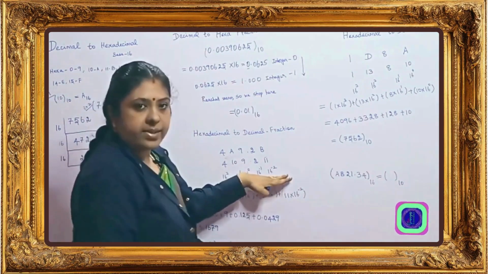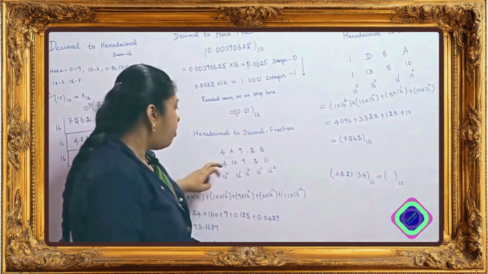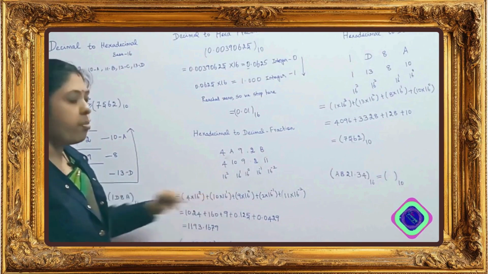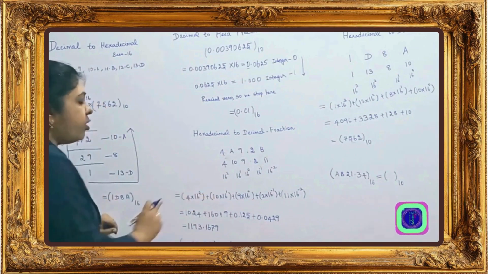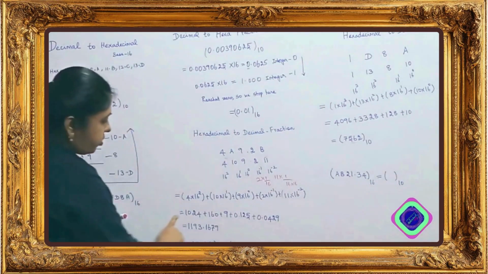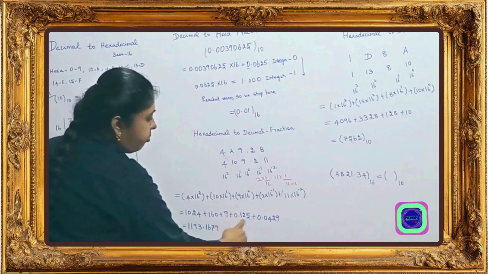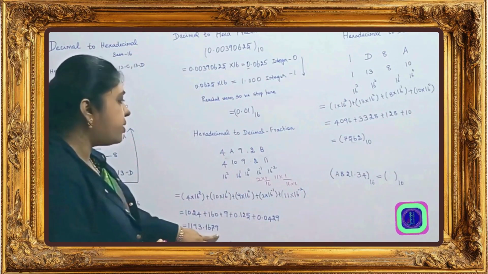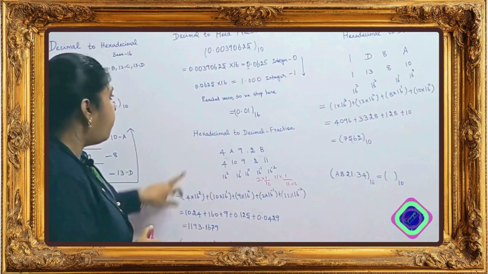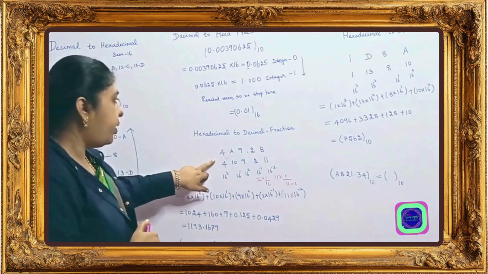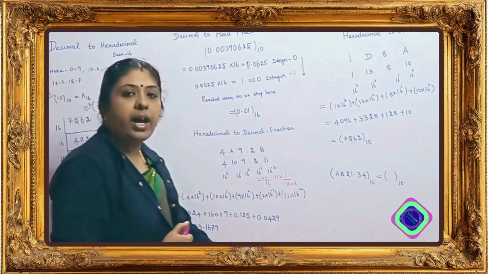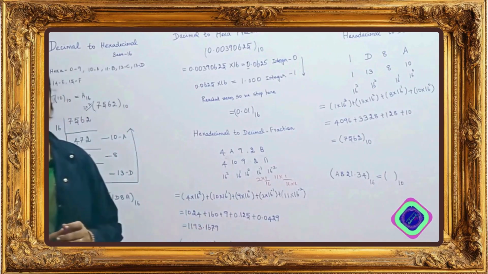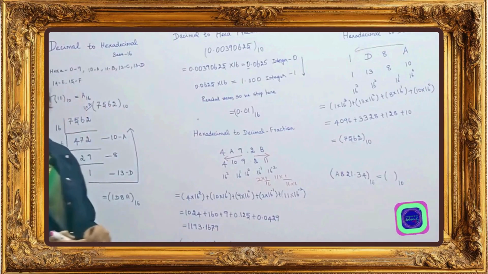So now the weightages are given, and then each digit has to be multiplied with the given weightages and the sum of the products has to be found. Adding all those values, 1024 plus 160 plus 9 plus the fractional values, gives 1193.1679. So for the hexadecimal number 4A9.2B, we have arrived at the decimal value 1193.1679 to the base of 10. So these are all the things we had discussed here.